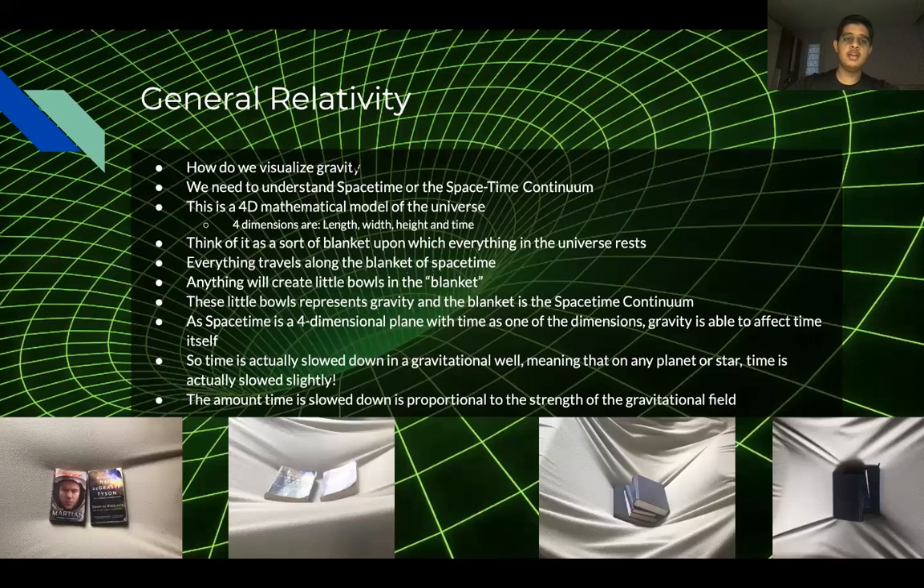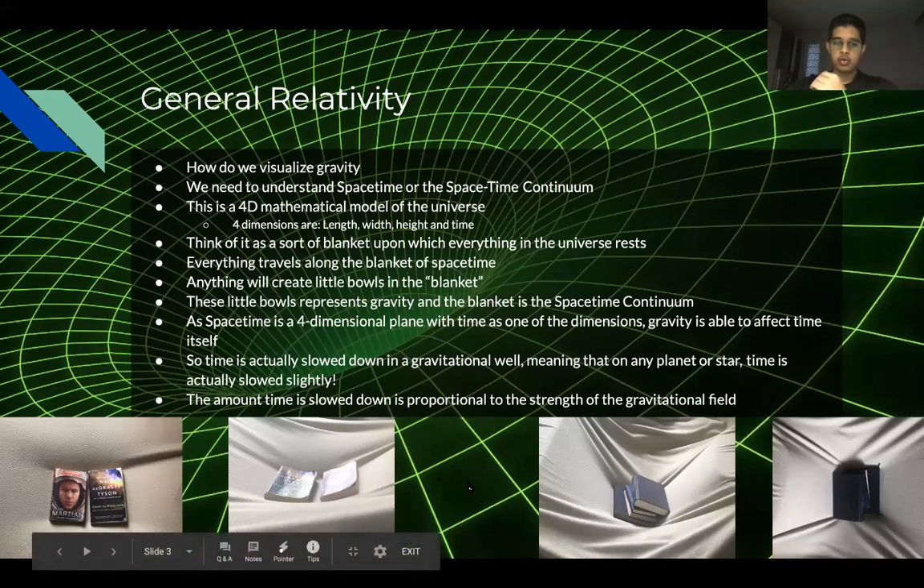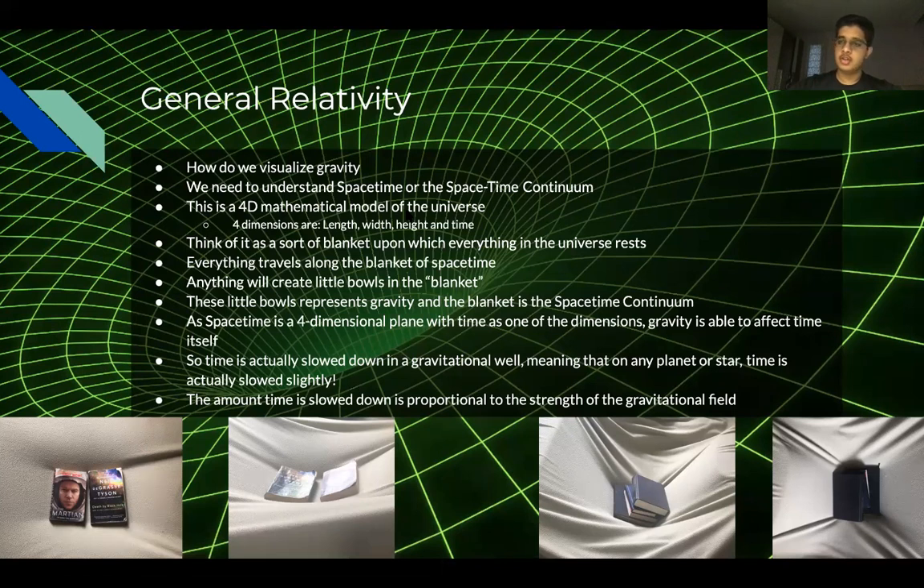But yeah, we need to visualize gravity. Again, this is very, very advanced. I took the liberty of giving you some demonstrations down here, but I will teach you how to do that soon. So first of all, how do we visualize gravity? In order to do that, we need to understand something called space-time, or the space-time continuum. This is a four-dimensional mathematical model of the universe. Yes, I repeat, four-dimensional. The four dimensions in question are length, width, height, and time.